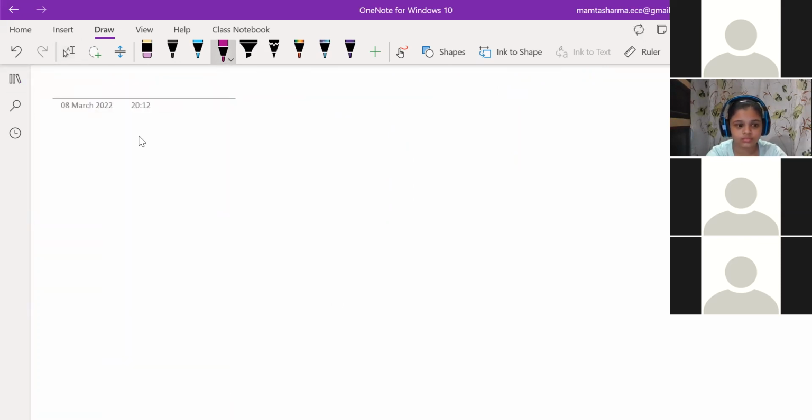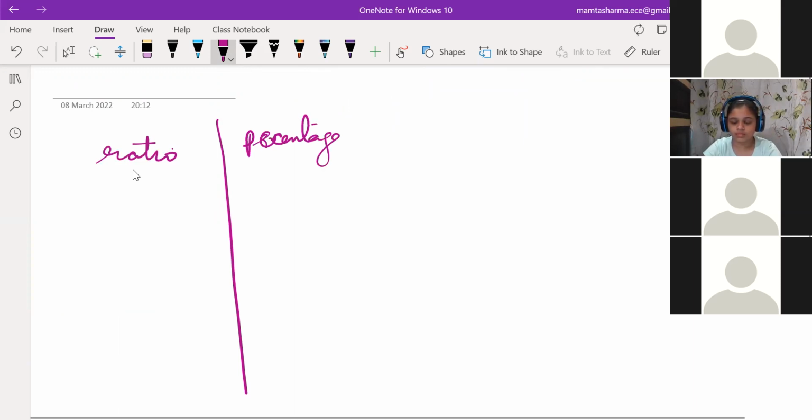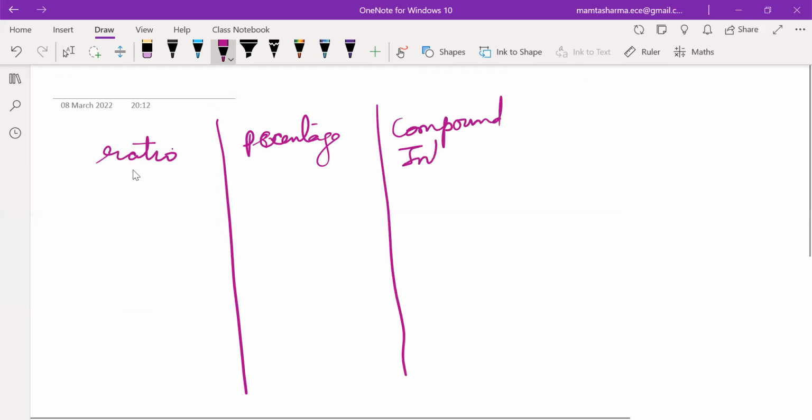There are 4 important things here. First one is ratio, second is percentage, third one is compound interest, and fourth one is tax.